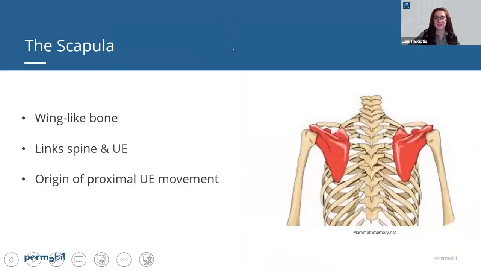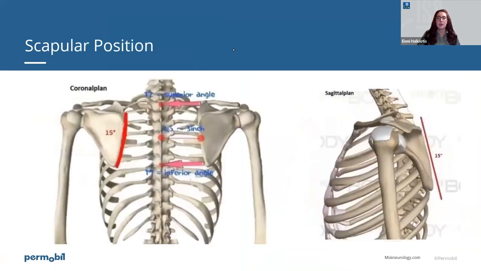Okay. So the scapulae are two wing-like bones that link the spine to the upper extremity. And because of this linkage, the scapulae are truly the origin of proximal upper extremity movement. The scapulae are positioned approximately 5 centimeters lateral to the thoracic spine between T2 and T7, and the scapulae lay over the thoracic spine at an anteriorly tilted level.